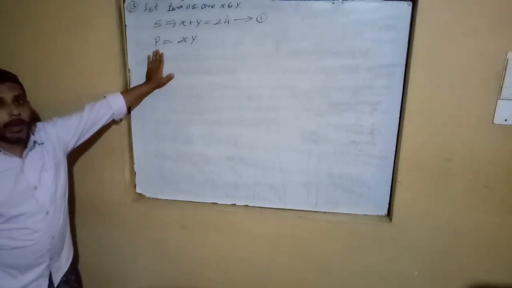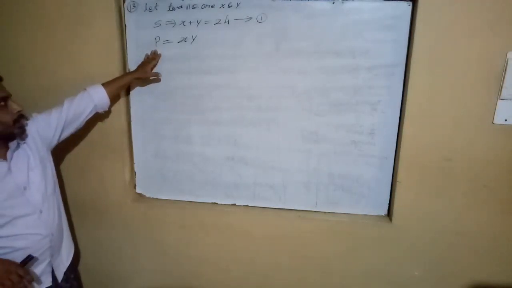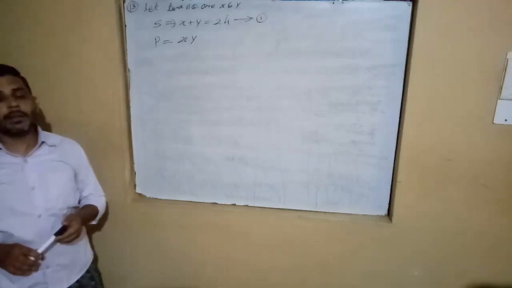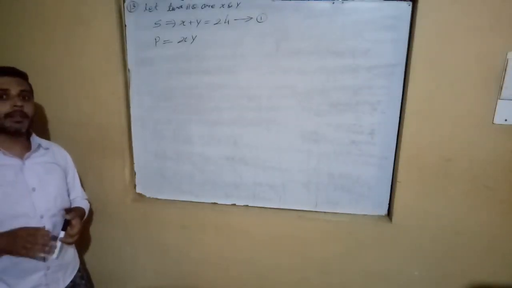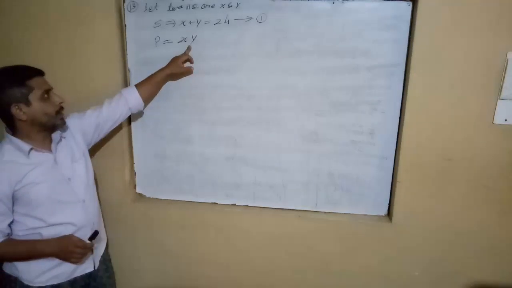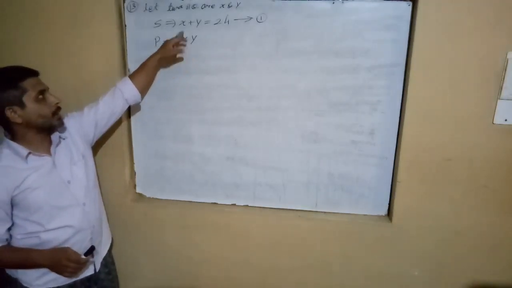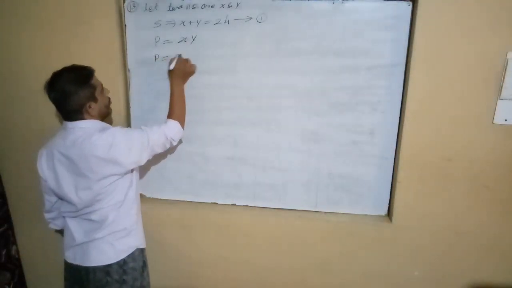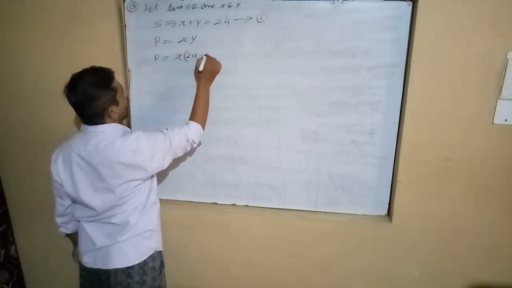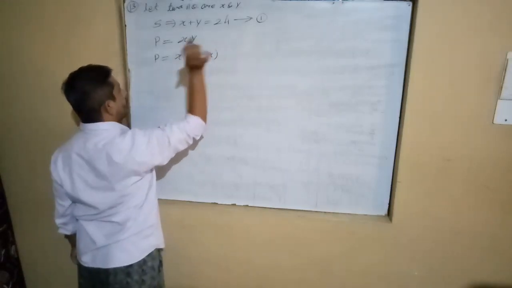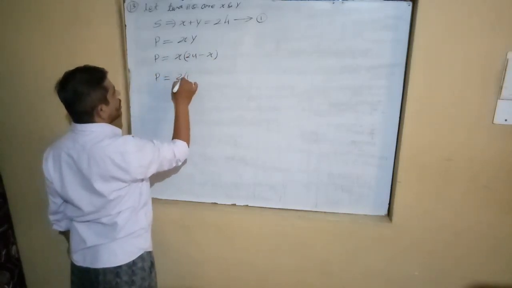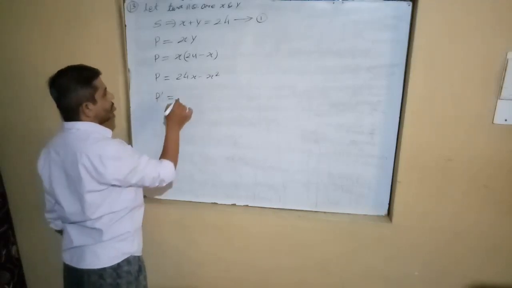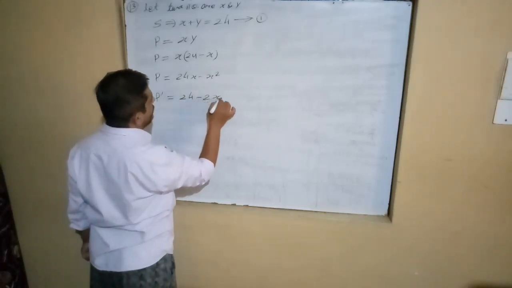हमको क्या करना है, प्रोडक्ट को मैक्सिमम वैल्यू तक अटेन करना है. What is the maximize of product? So here x and y both are variables, so we have to differentiate with respect to which variable, x or y. So here we can change y into the terms of x with the help of equation number first. So in place of y we can write 24 minus x from equation first. So product is equal to 24x minus x square. Now we differentiate first with respect to x. So 24 minus 2x will come.